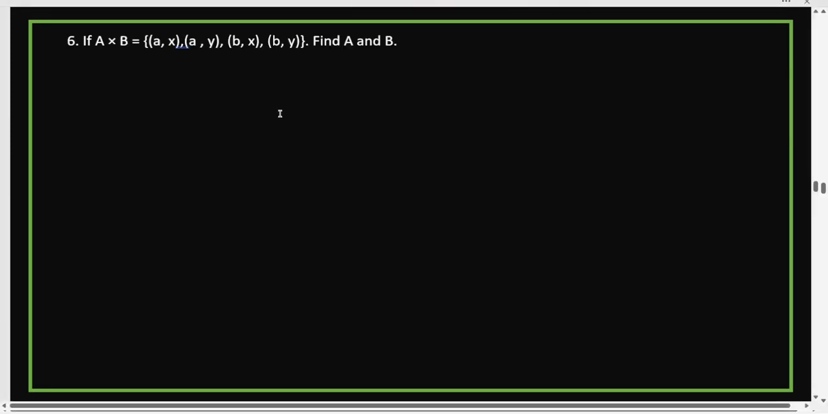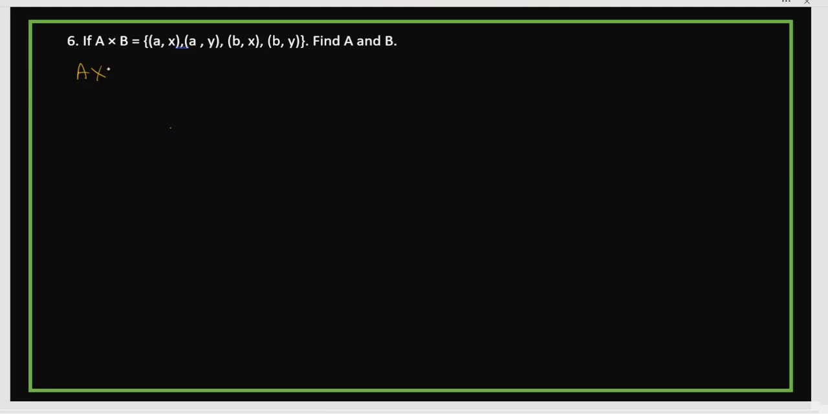Now, in the sixth question, see this. A cross B equals, he's giving the elements. He's not giving the elements individually, but he's giving the ordered pairs inside the A cross B Cartesian product. The pairs are A comma X, A comma Y, B comma X, B comma Y. Find A and B. What are the elements of A and B? This is what he's asking.